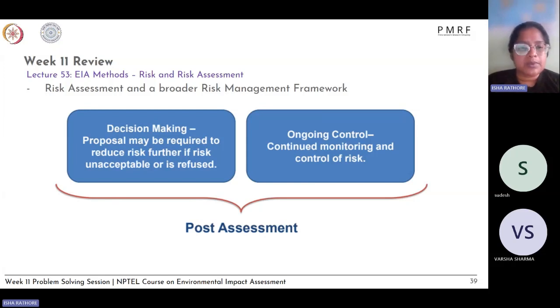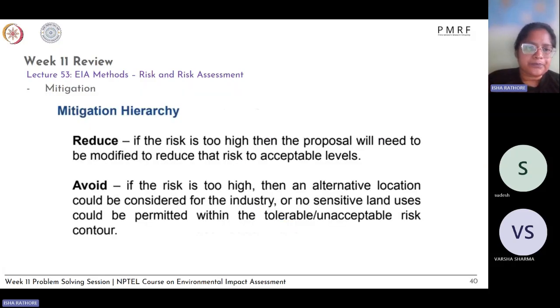That is, your proposal may be required to reduce the risk further if the risk is unacceptable, or it may be refused. So you look up this risk hierarchy framework and see where your risk falls and if it can be reduced through any mitigation measures. You give all of those in your risk management framework. And then you also give a section for ongoing control. That is the monitoring frameworks and control systems that you might need to put in place to control this risk and further reduce it. So this is the general framework.